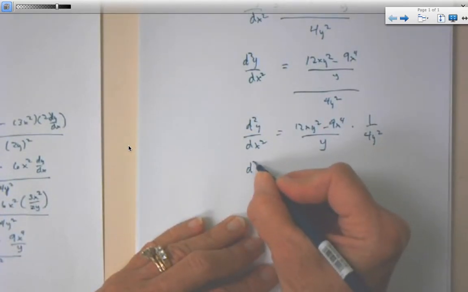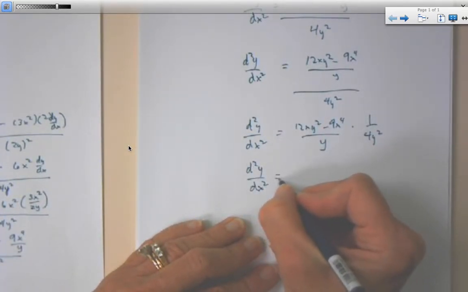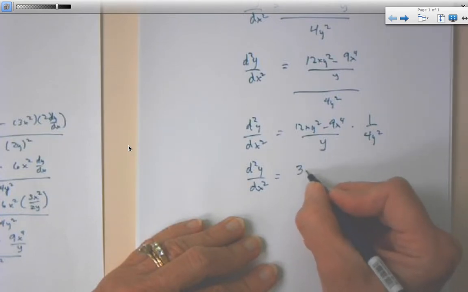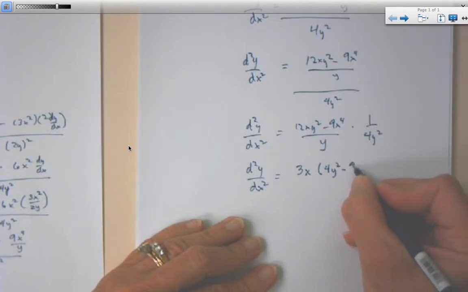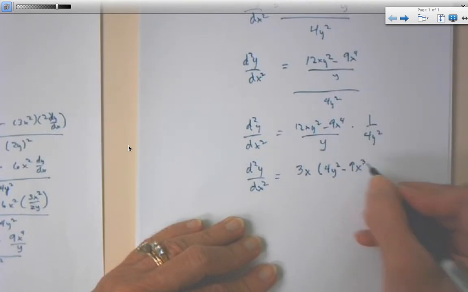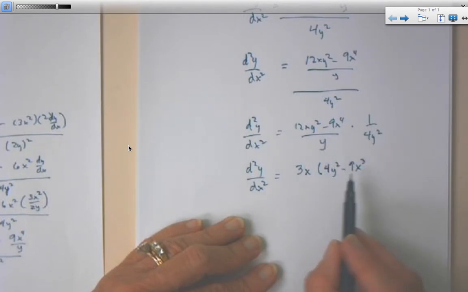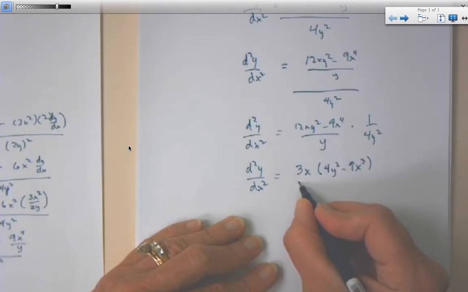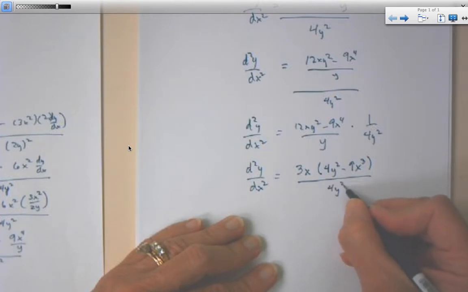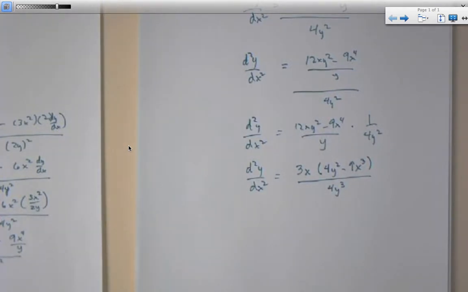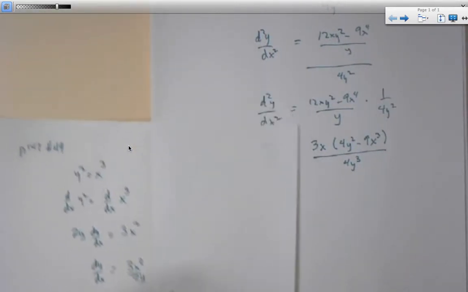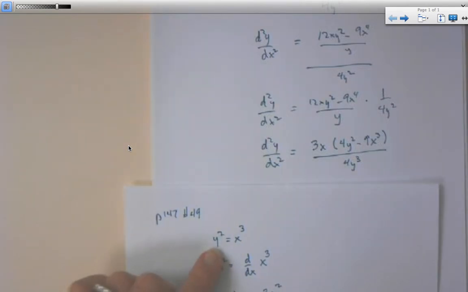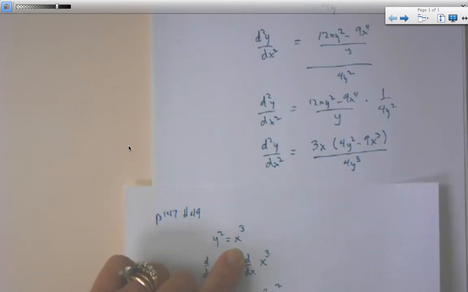Okay, so let's factor the numerator. I'm going to factor out a 3 and an x, and that leaves me with 4y squared minus 3x cubed over 4y cubed. All right, so now I need to see if I can do some more substitutions, if there's anything else I can do from the original problem. Notice that y squared was equal to x cubed. Okay, so that helps a little bit. I can make another expression for that.